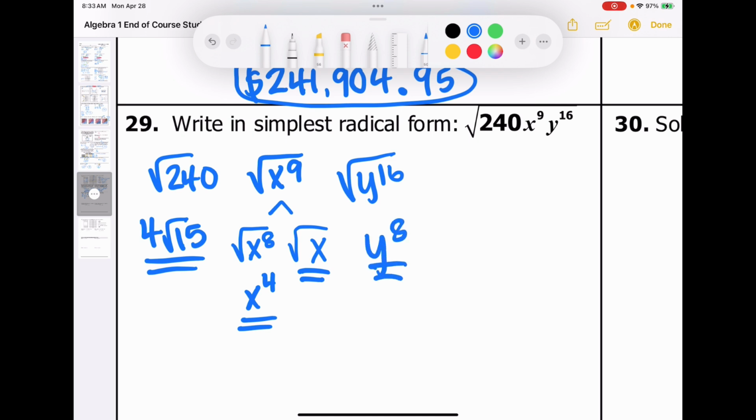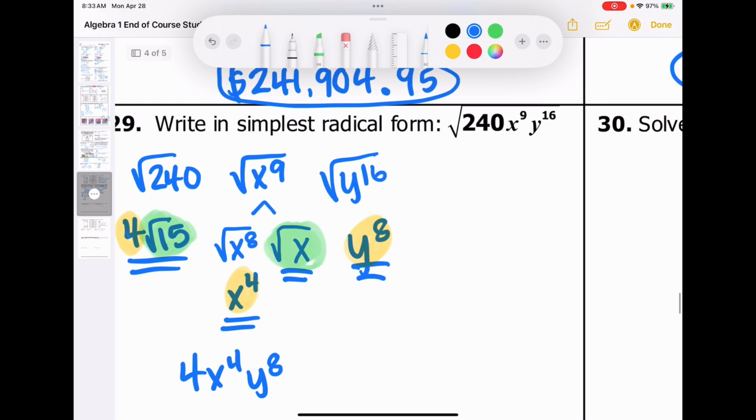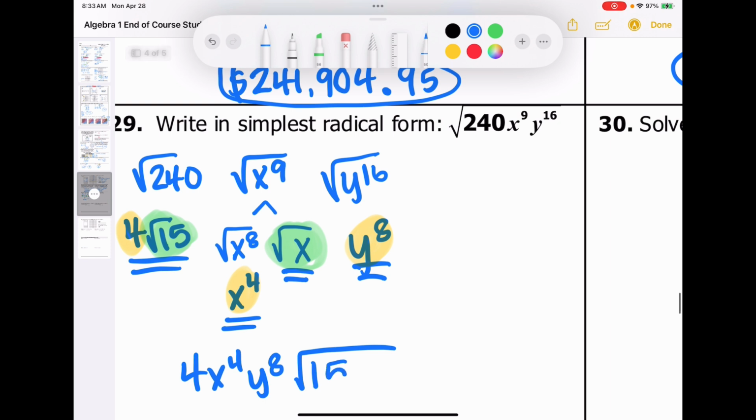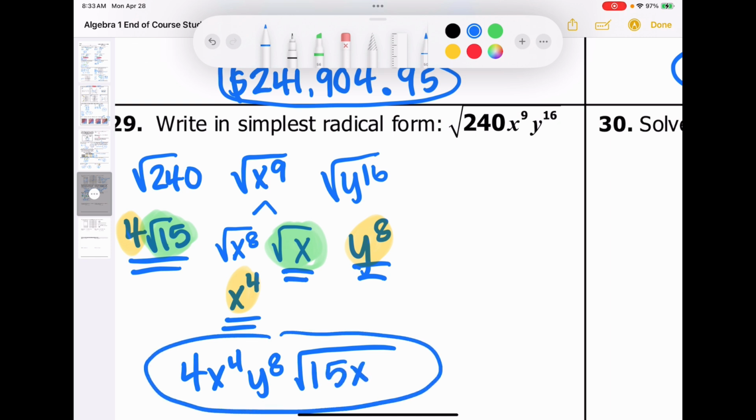So now looking at everything I have underlined, I need to write my final solution. Anything not under a square root is going to come in the front. So 4, x to the 4th, and y to the 8th, that's all going to come in the front. Now, anything left under the square root, like 15 and x, I'm going to put those at the very end under the same square root. So that would be my final answer.